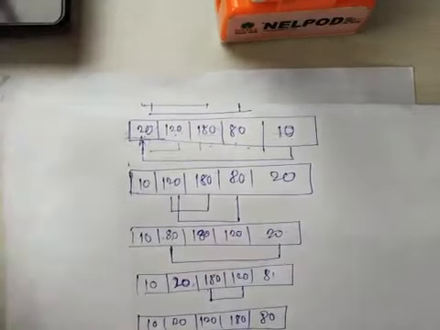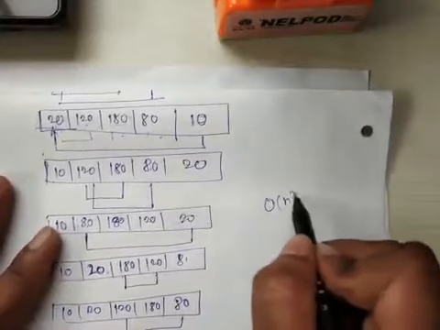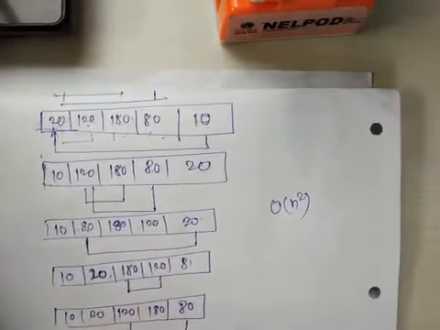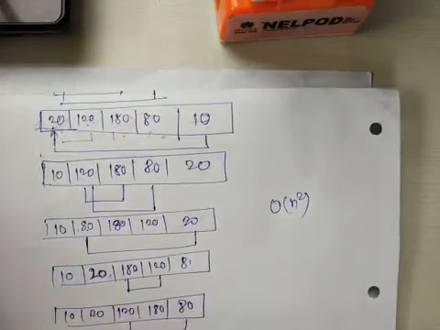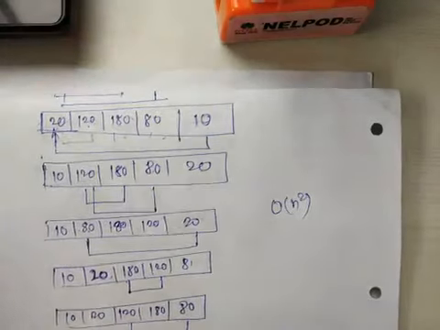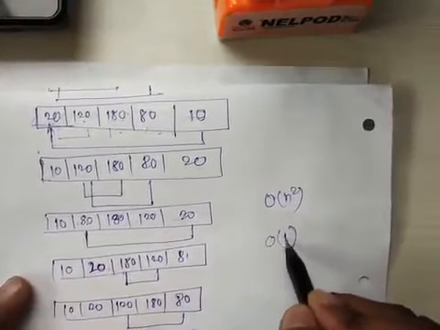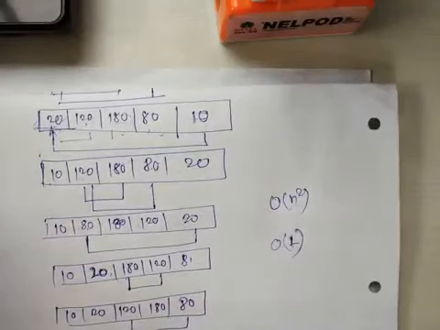The time complexity of selection sort is big O of n squared. So this is the selection sort algorithm. And the space complexity is big O of 1. It is constant space complexity.